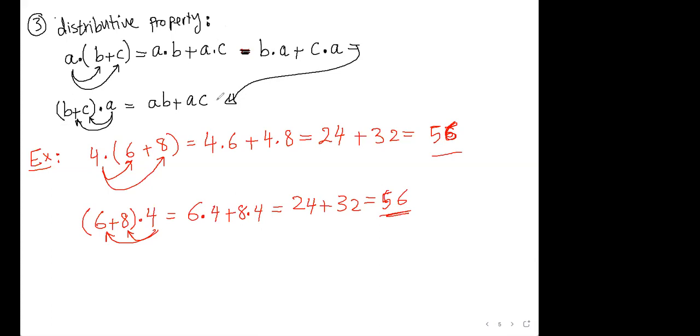If you go here, this is B times A plus C times A. And this looks exactly like AB plus AC, by using the first property, the commutative property. Did I answer your question, Christopher?